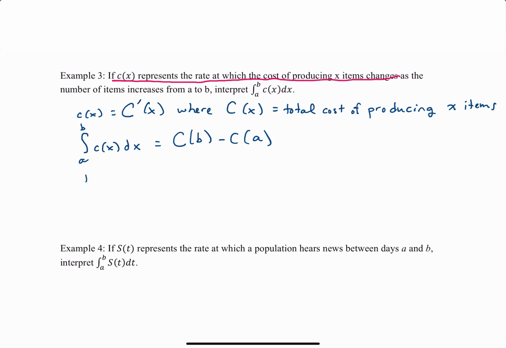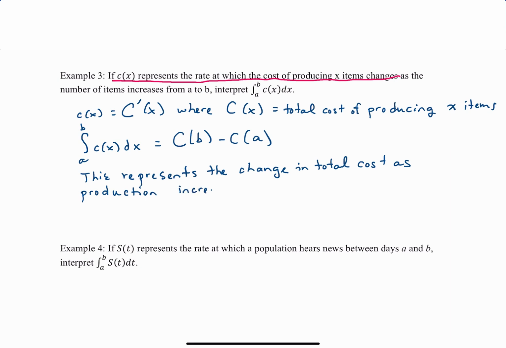So in words, this represents the change in total cost as production increases from A items to B items.